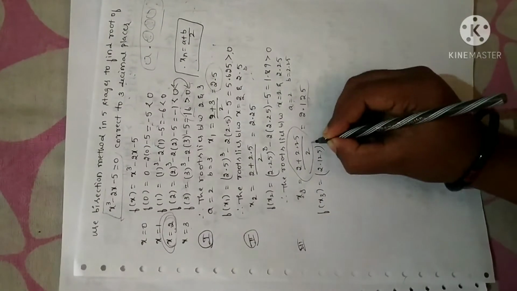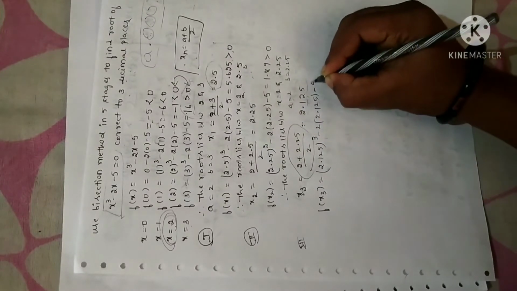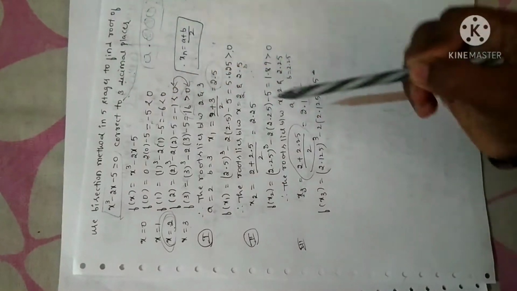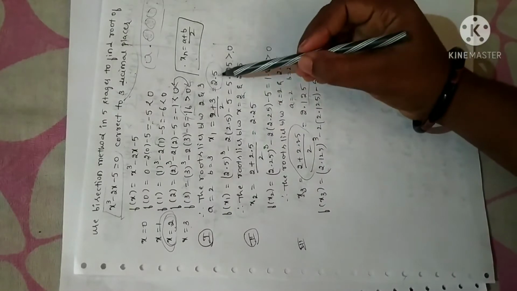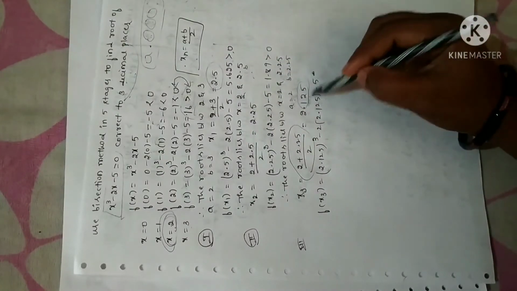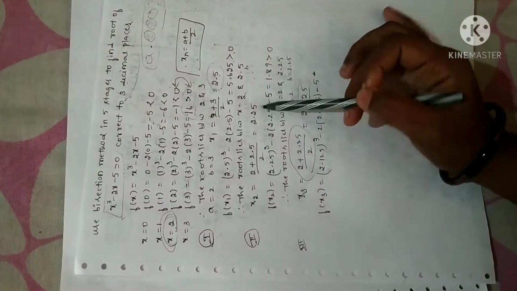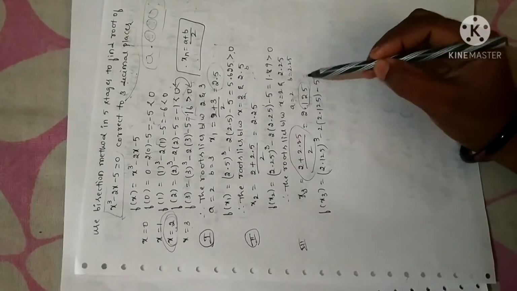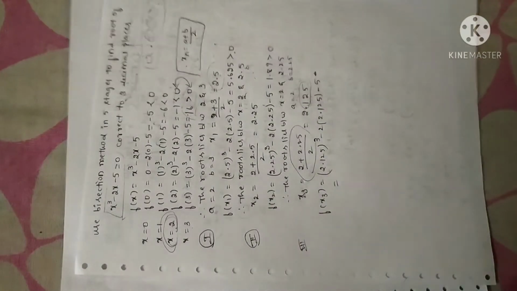2.125 whole cube minus 2 into 2.125 minus 5. The difference is that since they asked you to find 3 decimal places, after calculation of the x value, if you are going to get more digits, you have to take 3 digits only. If you are going to get only 1 digit, you can write as it is. If you get 2 digits, you can write as it is. If you get 3 digits, you have to write all the 3 digits. If you are going to get 4 digits, you have to write only 3 digits. Clear? Now let me simplify this.